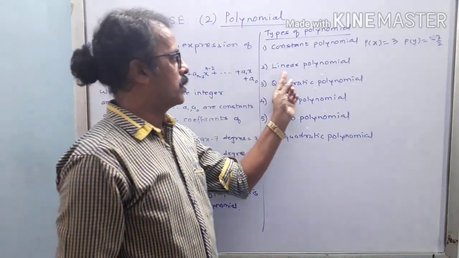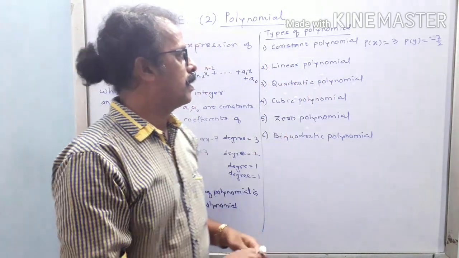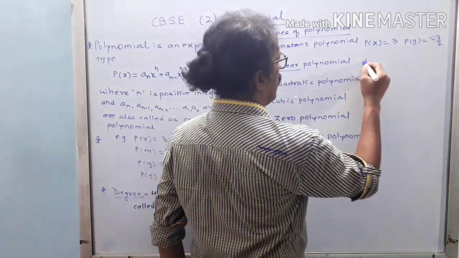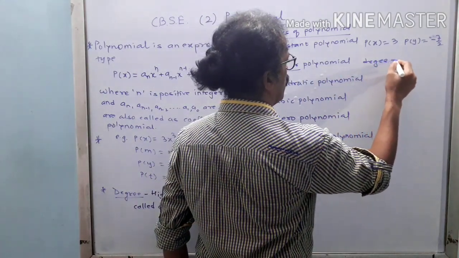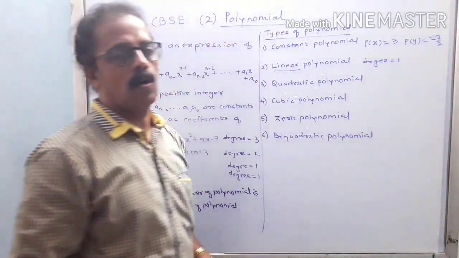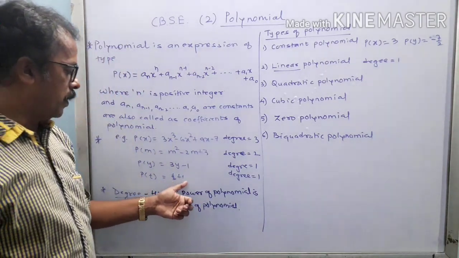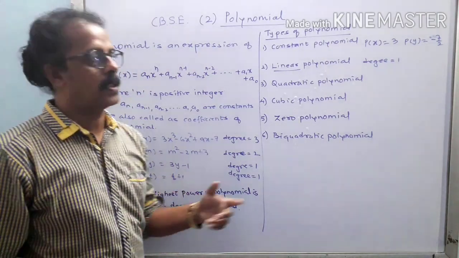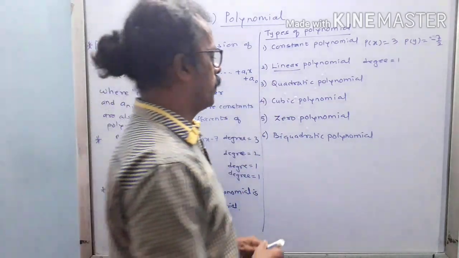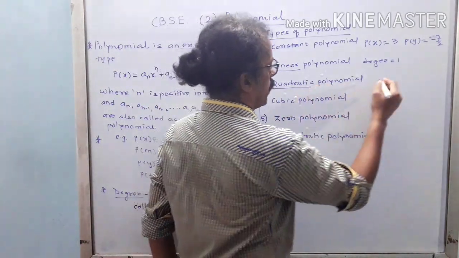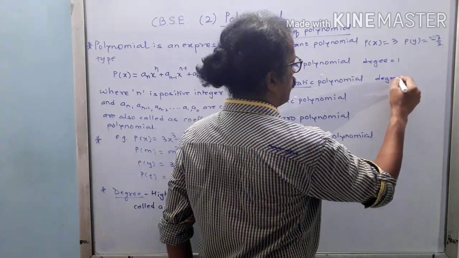Now next is the linear polynomial. Linear means when the degree is 1, then it is called a linear polynomial. If you could see here, the examples t plus 1 and 3y minus 1 are examples of linear polynomials. Okay, quadratic polynomial, it means it has a degree 3.